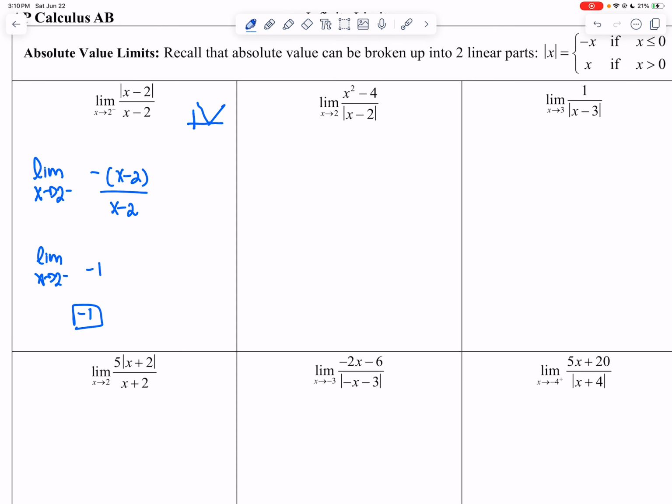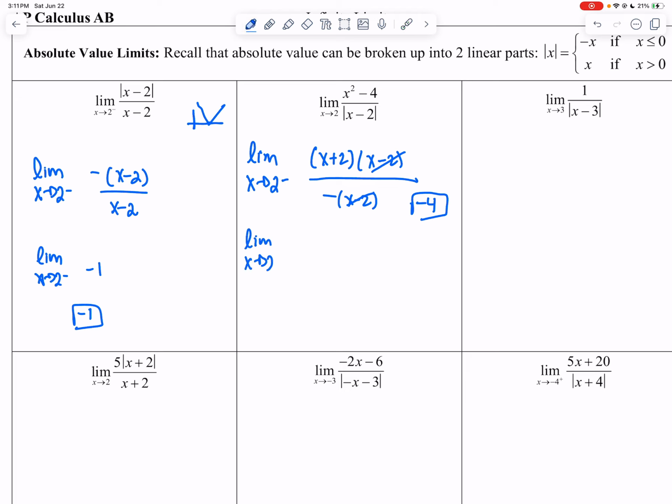All right, same thing for this one right here. I'm going to split it up into two parts. So I have the limit as x approaches t from the left. And if I were to do t from the left from this exact same thing, that's going to give me my negative counterpart. And that's going to give me negative 4, because I'm going to plug in 2 here. So 2 plus 2 is 4. 4 divided by 1 is negative 4.